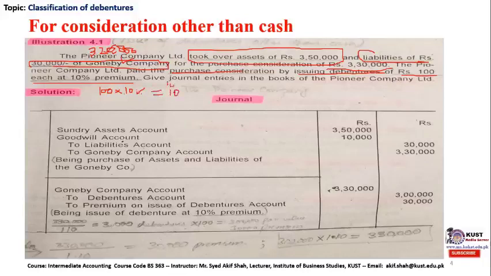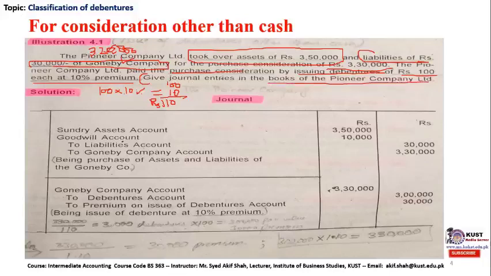So the 100 rupees debenture has been sold to the Gone By Company at 110 rupees. If the amount of any financial instrument is in excess of the face value, it is known as sold at a premium. And if the sale price at which the company is going to sell its financial instrument is less than the face value, then it is known as sold at a discount. Finally, after understanding the data, the question is asking us to give the journal entries in the books of Pioneer Company Limited, because there are two companies.